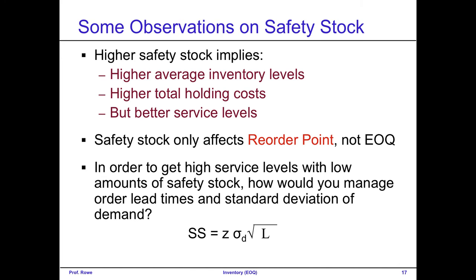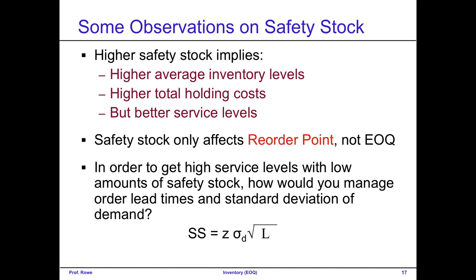We see that safety stock impacts the reorder point, being D times L plus safety stock. But we see that the standard deviation of demand, that variability, does not impact the EOQ. Instead, we still use the expected value of the annual demand, so that doesn't change. So our EOQ formula does not change. Again, safety stock impacts our reorder point, but not our EOQ.